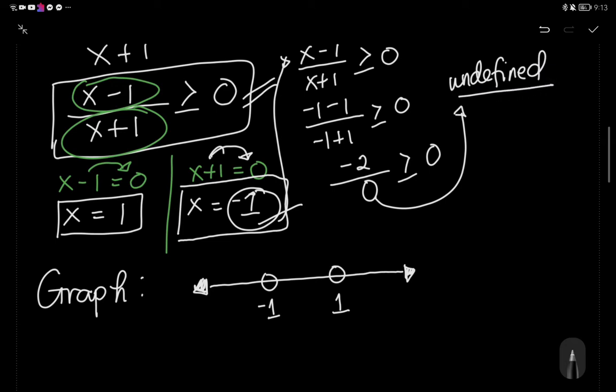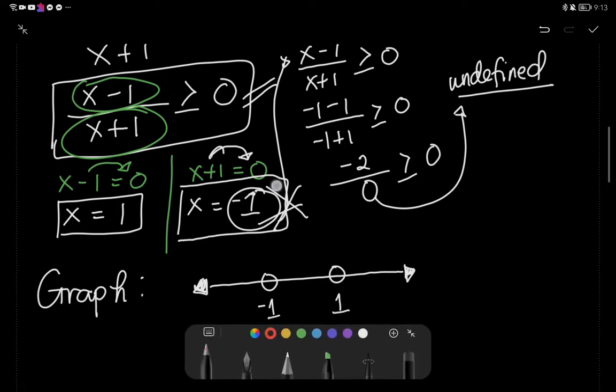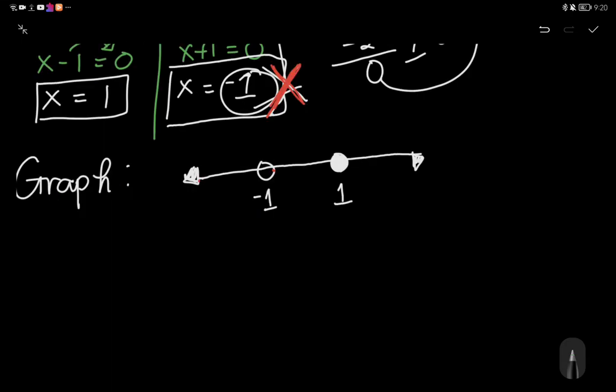Now, we cannot have a solution that is undefined. So, negative 1 here cannot be included in our solutions. Now, let's continue. Since negative 1 is not included and positive 1 is included, we are going to shade positive 1. Now, let's make the 3 partitions.